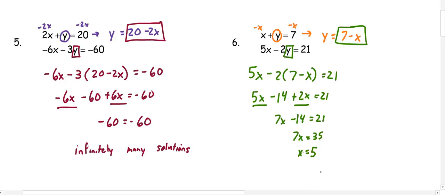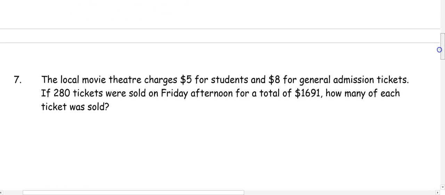Once you know x is 5, go back and substitute. So if I know x is 5, I'm going to put that into the first equation to get y. So I have 5 plus y equals 7. I can subtract 5 from both sides, so y is 2. So my final answer would be 5, 2. Now let's look at some word problems.